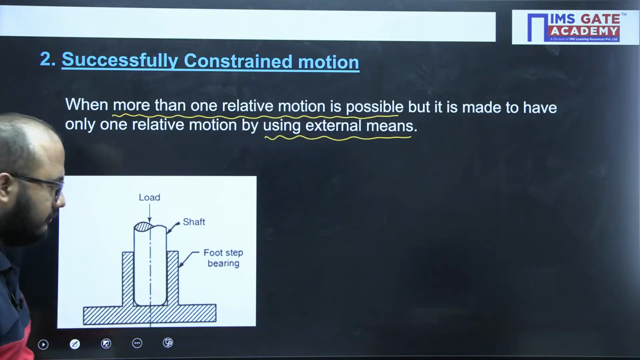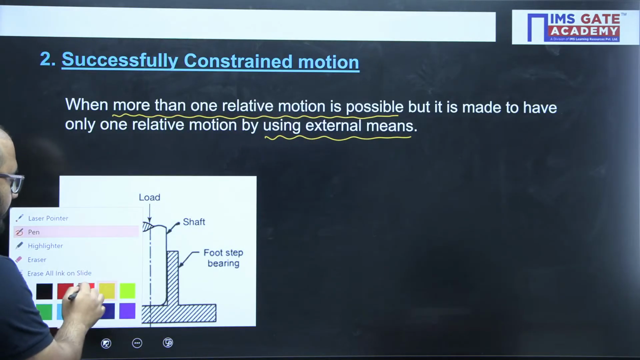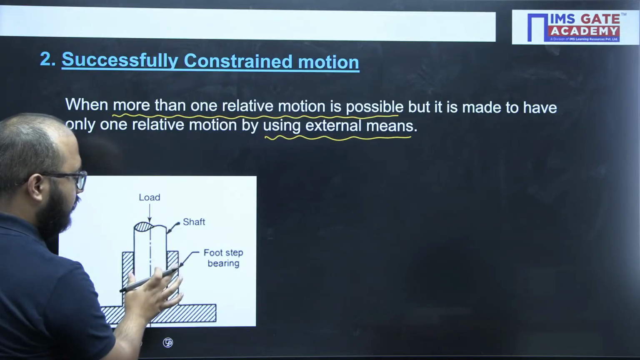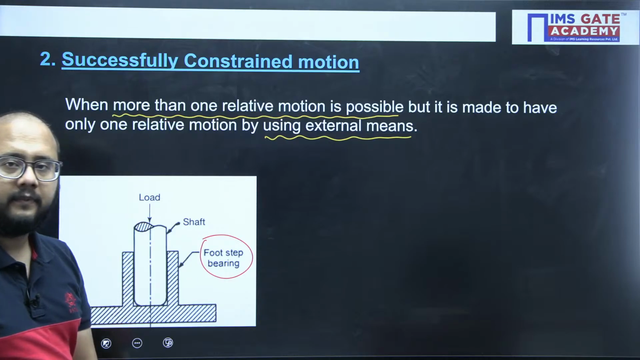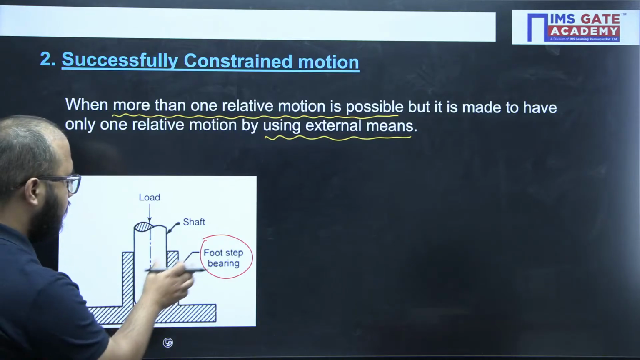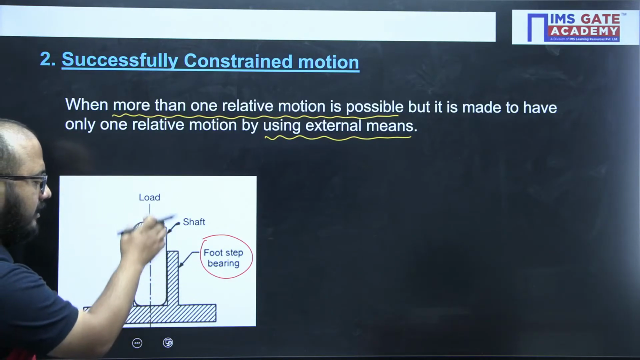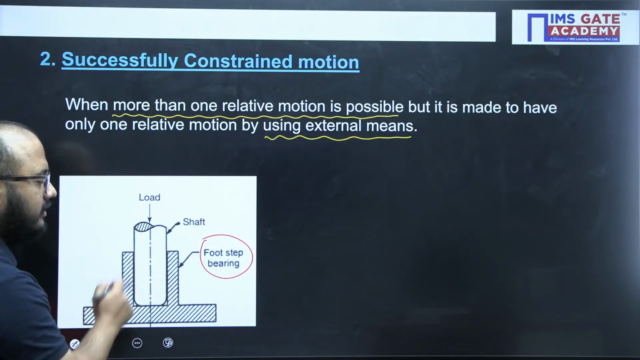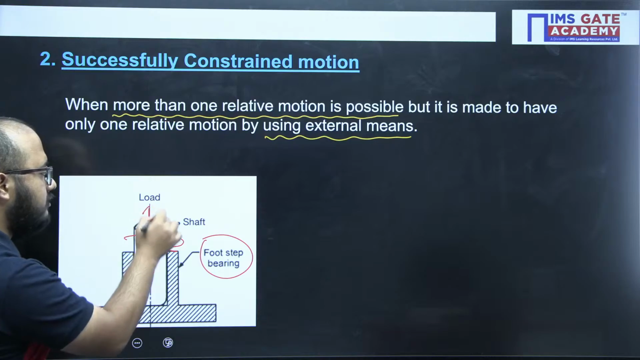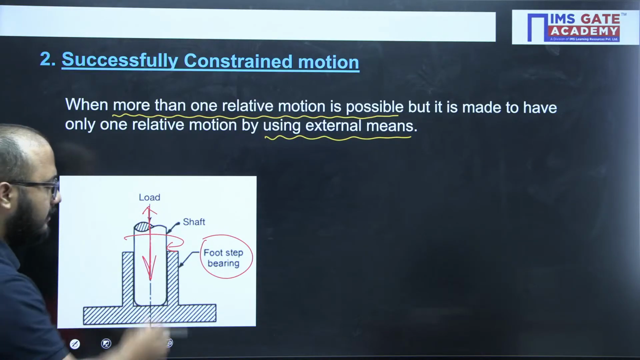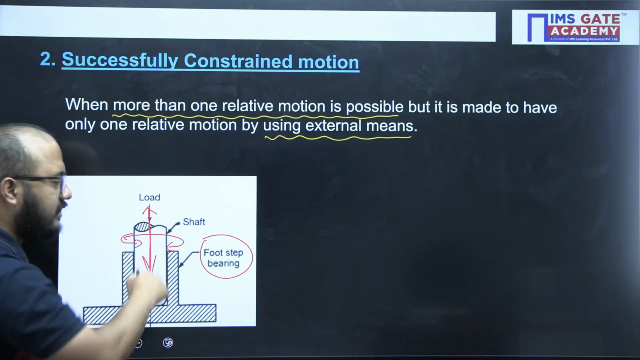Example. Now see the example here. There is a shaft here. Actually, this is an example of a footstep bearing. In a footstep bearing, there is the vertical shaft we have placed here. Now this shaft can rotate, and this shaft can reciprocate also. This shaft can rotate as well as reciprocate.